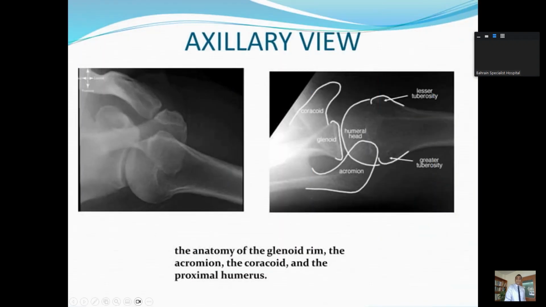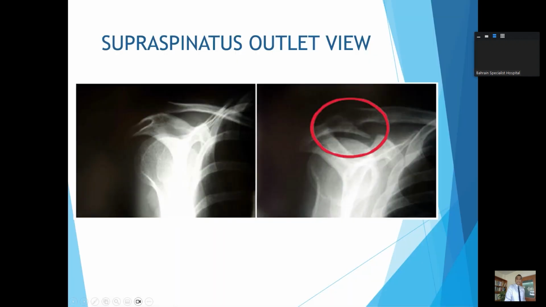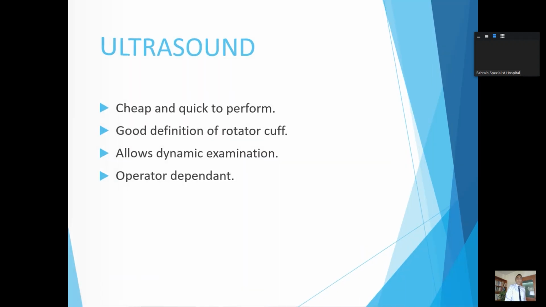Axillary view is done to evaluate the glenoid and the humeral head. In the supraspinatus outlet view, we can see a type 3 acromion with a sharp hook-like projection. So this is seen in the supraspinatus outlet view. This hook impinges into the rotator cuff.